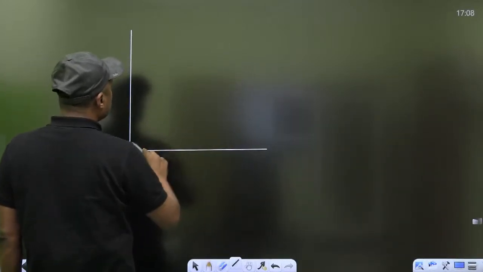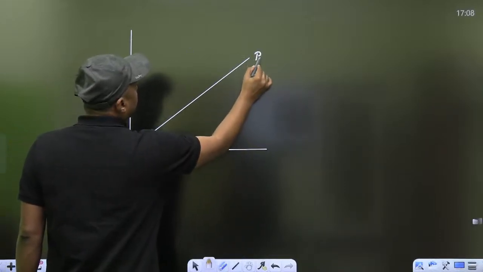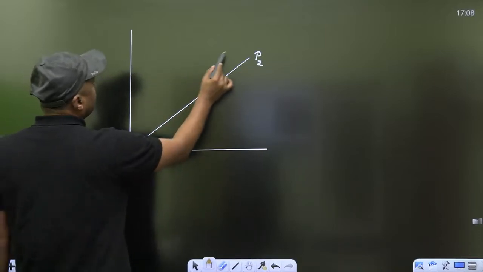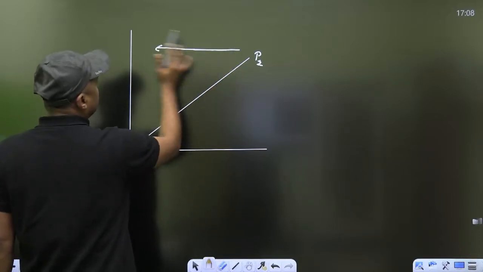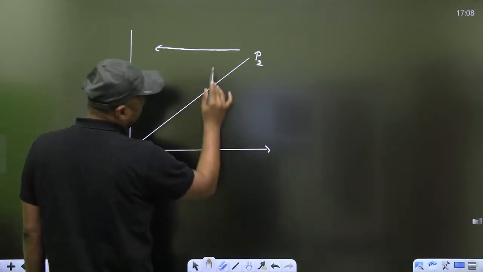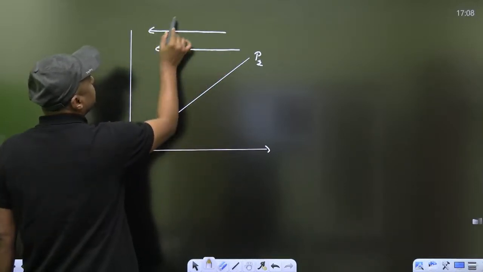At this point, the concentration of holes is high, and at this point, the concentration is low. What will happen? The holes will move in this direction, from higher concentration to lower concentration. And what about the electron? What about the current due to holes? It will flow in the same direction.